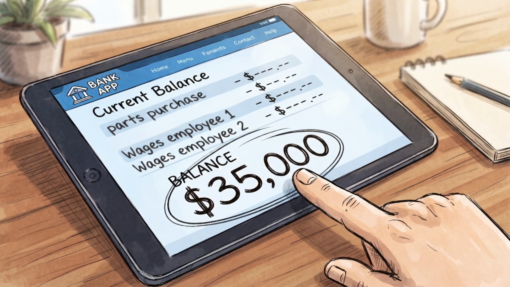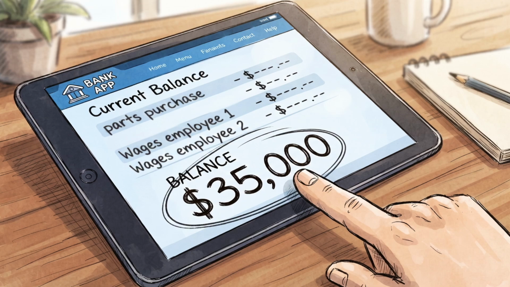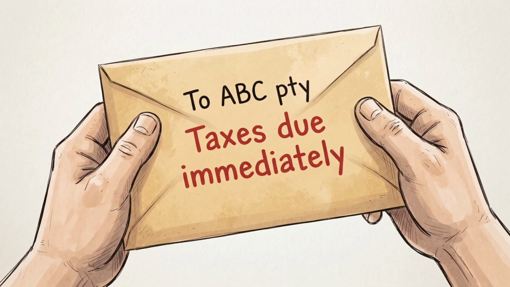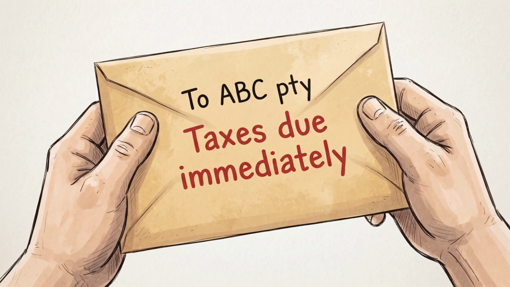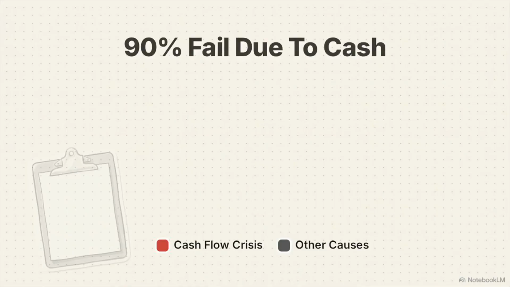Imagine looking at your monthly income statement and seeing a massive $35,000 net profit. You're ecstatic. By all traditional metrics, the business is thriving, but then the mail arrives, you're slapped with a severe tax warning, and when you log into your bank account, the balance is zero.